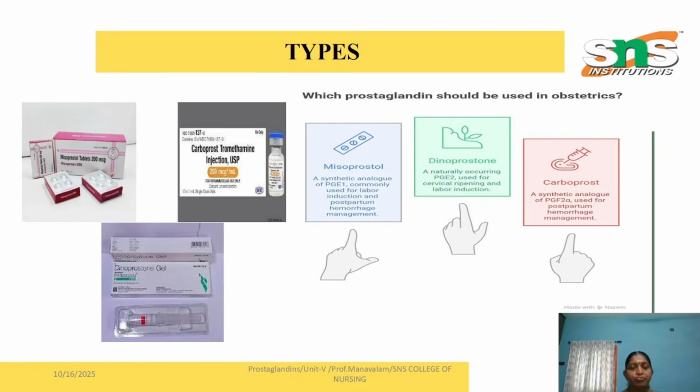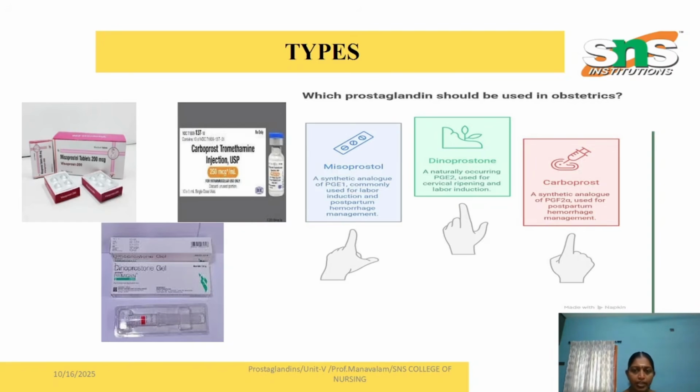For this purpose, we are using the prostaglandins for induction of labor instead of waiting for spontaneous labor in case of postterm pregnancy. There are different types of prostaglandin available in the market. The common types are classified into PGE1, PGE2 and PGF2 alpha. PGE1, the misoprostol, is one synthetic form of prostaglandin. It is mainly used for labor induction. At the same time, it is used for postpartum hemorrhage management.